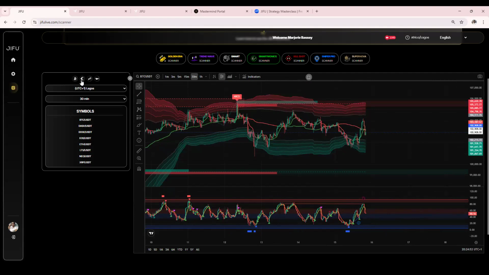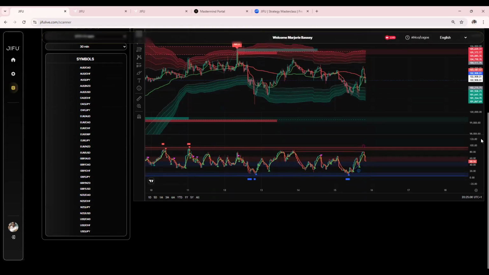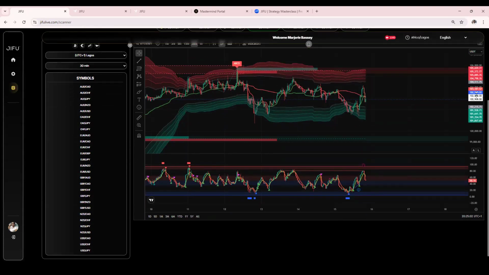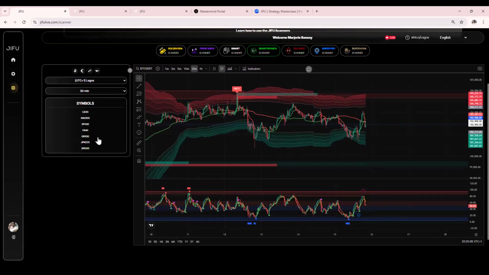You also have currency pairs, and quite a number of them are there. You can always scroll down and pick your favorite pair that you enjoy trading. And then you also have indices. The indices tradable with the JIFU scanner are listed here, from US 30, NAS, US 500, and the rest.